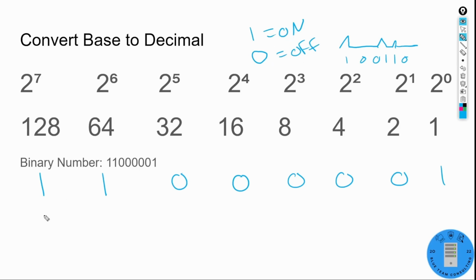So now that we have our number here, we need to convert it by adding up all of the values above. Since the bit is set here, I'm going to add 128. The bit is set here, so I'm going to add 64. All of these bits are off, and this last one is on at 1. So we have 8, 12, 13, carry the 1, 6, 7, 8, 9, 193. So this binary number 11000001 becomes the decimal equivalent of 193.